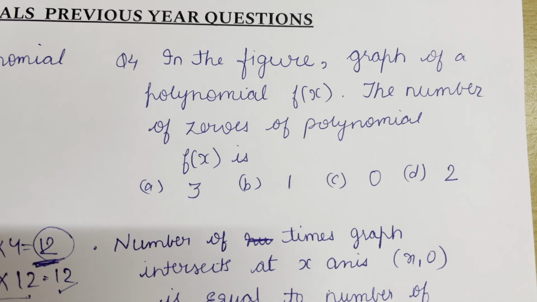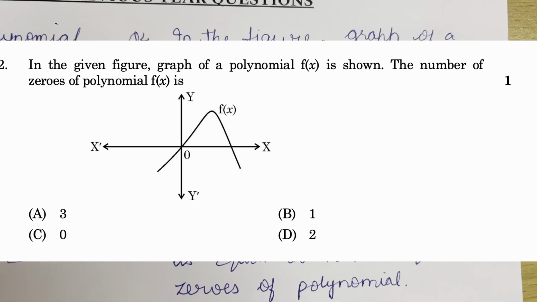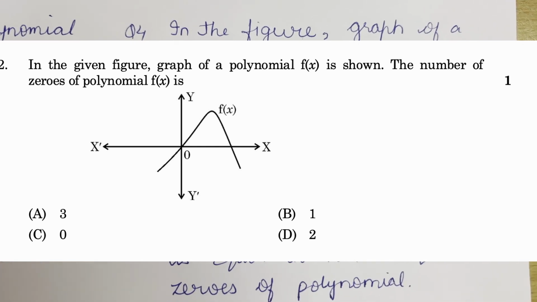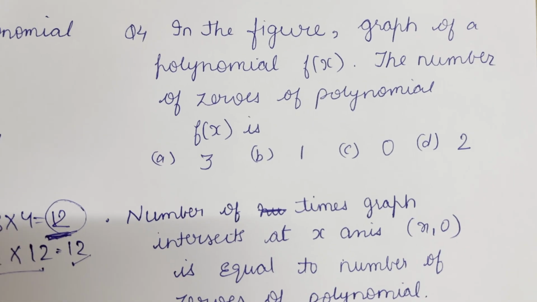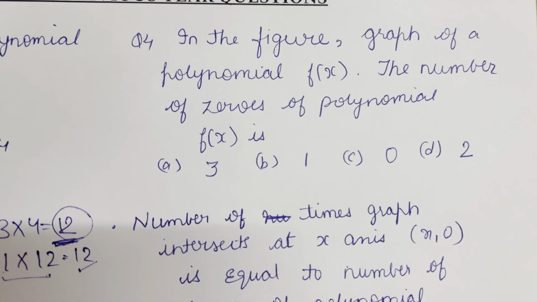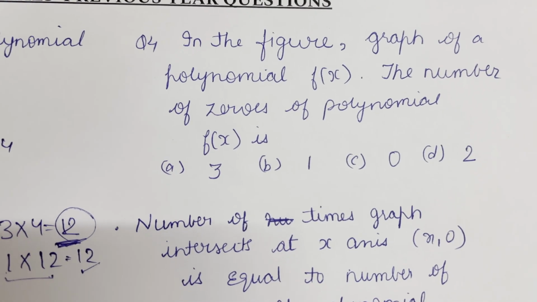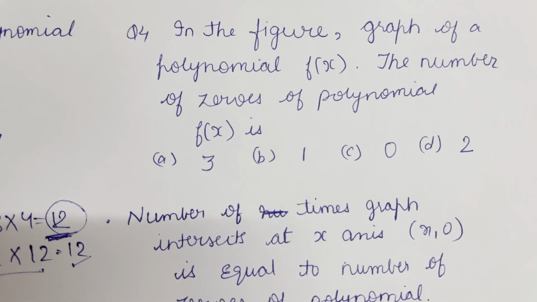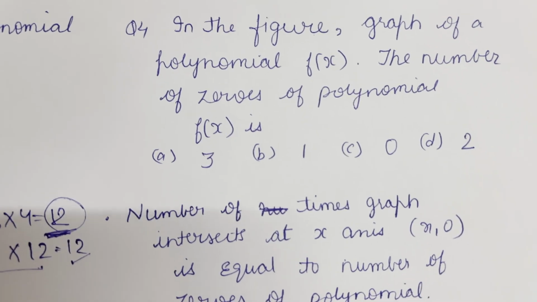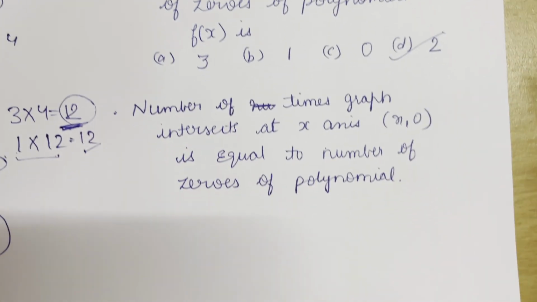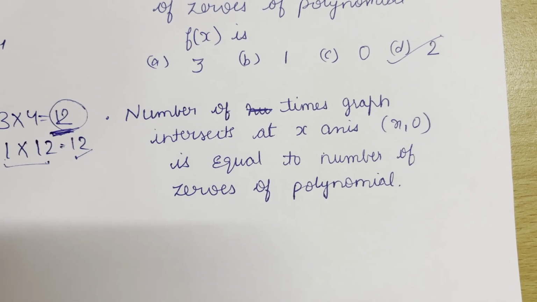The question number 4 says that in the figure I'll be pasting on the screen, and you can easily access it from there, the graph of the polynomial is given and we are asked to find the number of zeros of the polynomial. So we can easily see from the figure given in the question that the graph of the equation intersects the x-axis at two different points. So from that we could interpret that the number of zeros of the polynomial is 2.